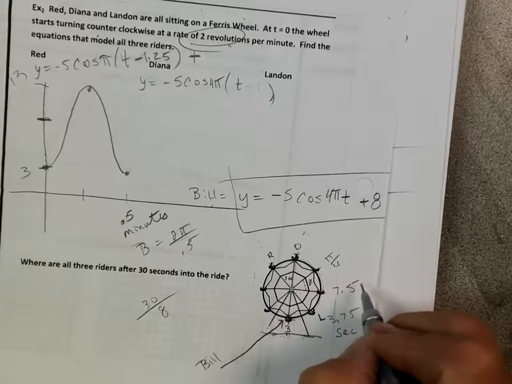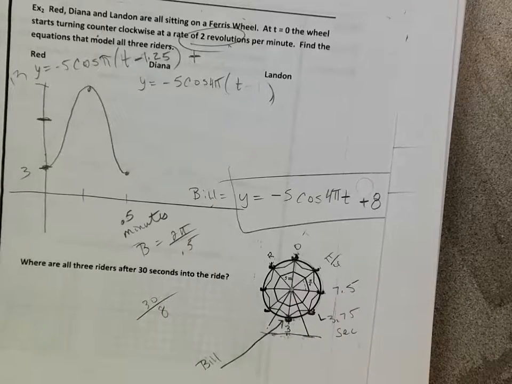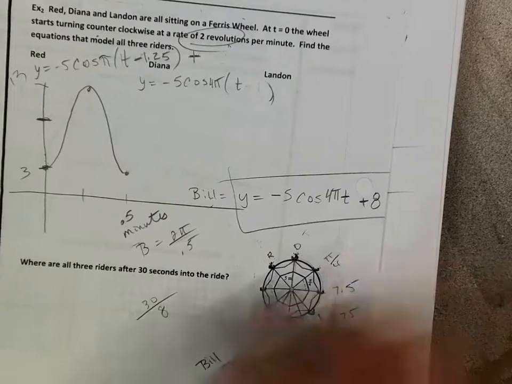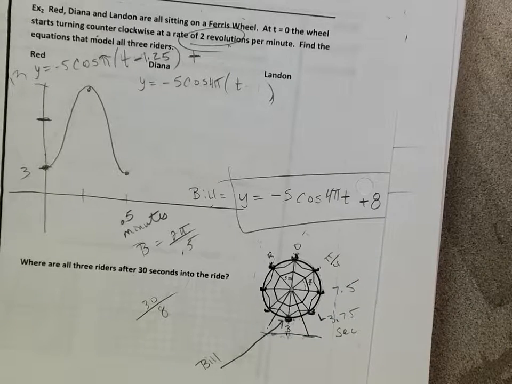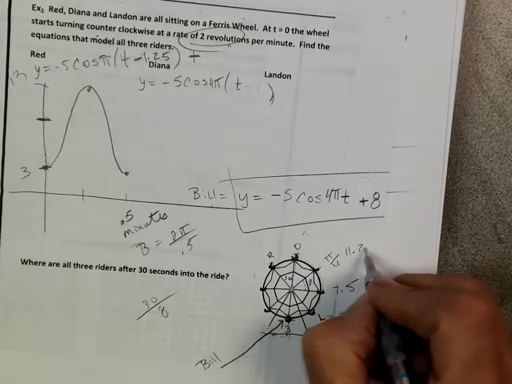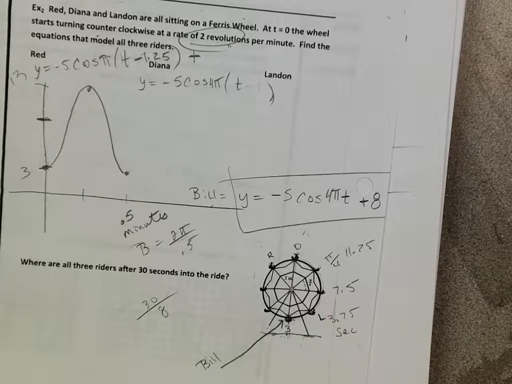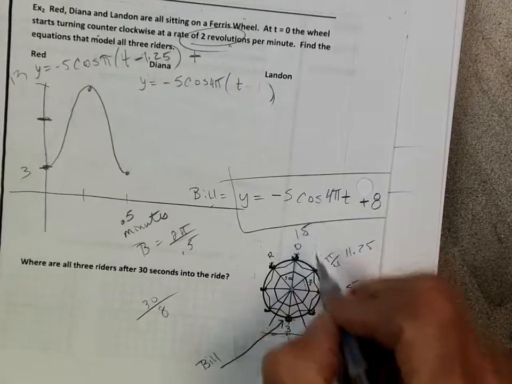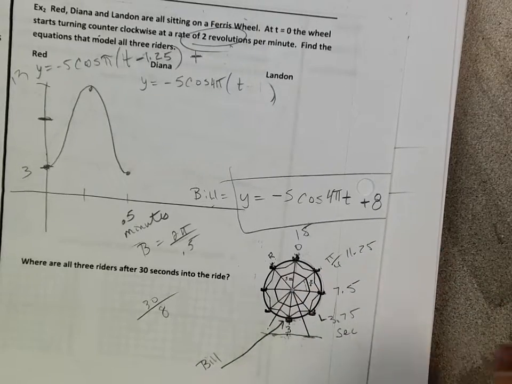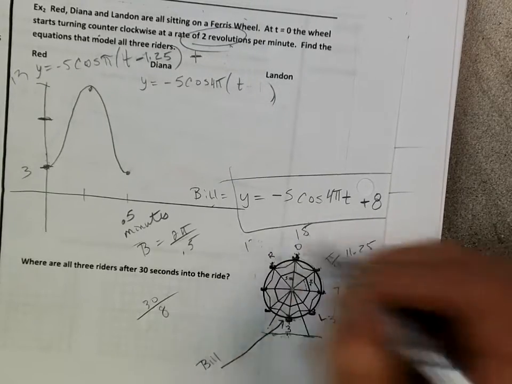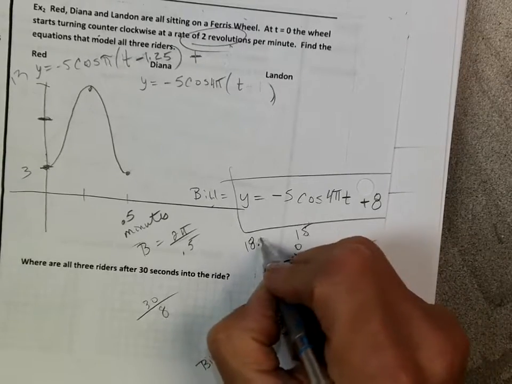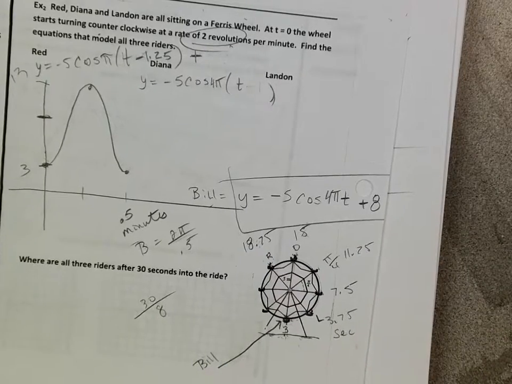7.5 to here. And then 3 times my 3.75 is 11.25 to here. And 3.75 times 4, 15 seconds to here, which makes sense. And then I add, that's an 18.75. Nope. Yeah. Okay. All right, now we can finish this up.